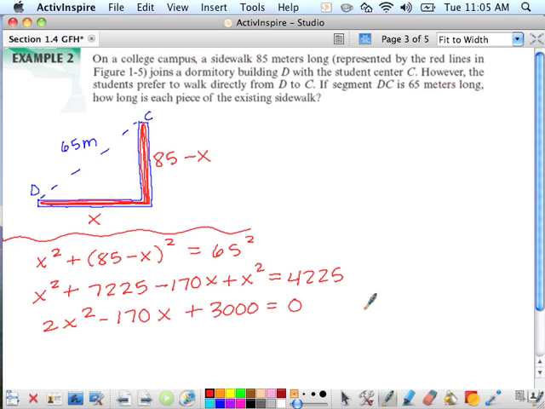What are all four of those terms divisible by? 2. Do you mind if I reduce the entire equation by 2? Some of you see that as factoring out a 2, but since it's an equation, we can just divide all four terms through by 2. That gives us x squared minus 85x plus 1,500 equals 0. Let's see if we can figure out a way to factor that. So this factors into x minus 60 and x minus 25.